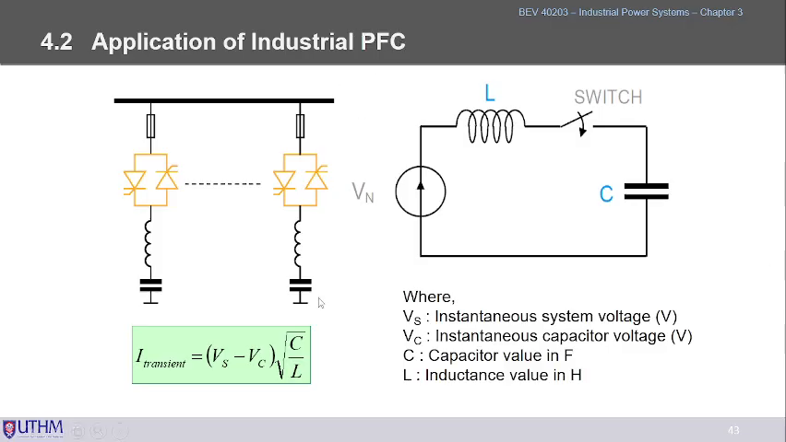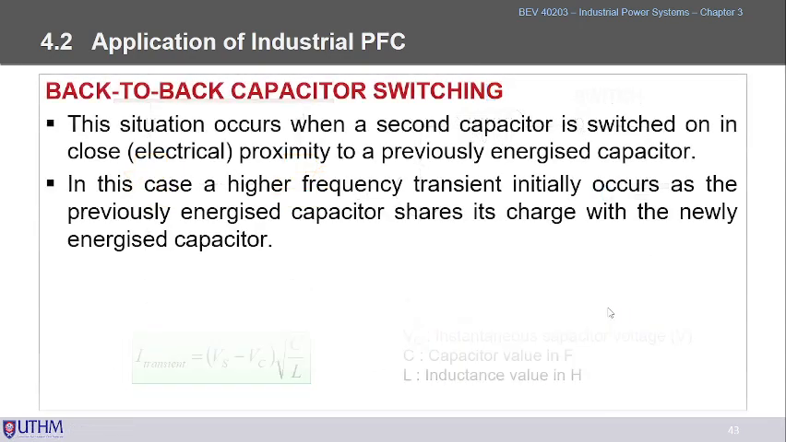And then this is the transient current. How do we calculate it? We can simply calculate it using Vs, the instantaneous system voltage, and Vc, the capacitor voltage. And then we have C, the capacitor, and L, the inductance, which is from our system. This is our system inductance, and C is from the capacitor. That means you can simply calculate the magnitude of the current transient for this case.